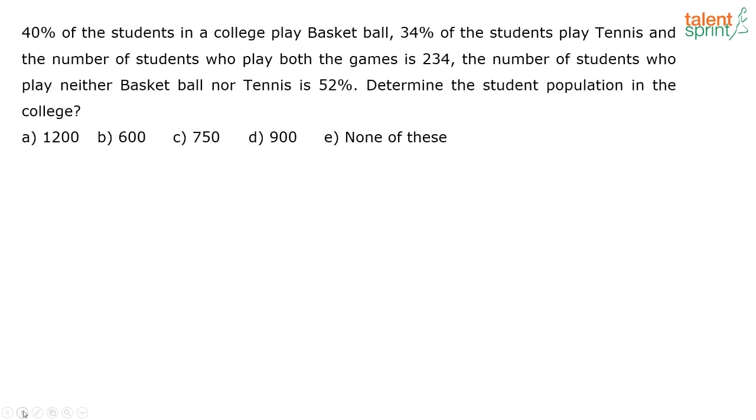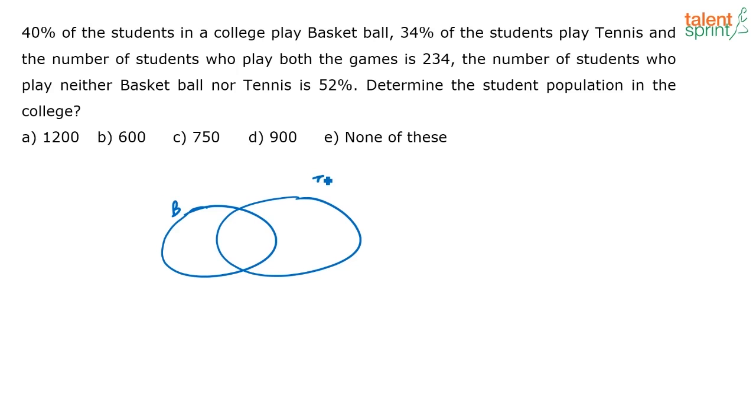So how do you solve this question? If you are able to represent the given information in terms of a Venn diagram, solving the question becomes very, very easy. So let us solve this question. See what is given. In a college there are students who play basketball and tennis. Now this is basketball, this is tennis.